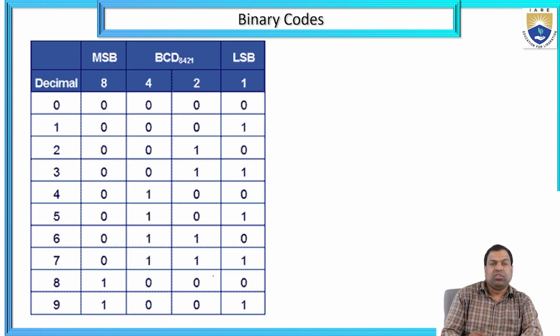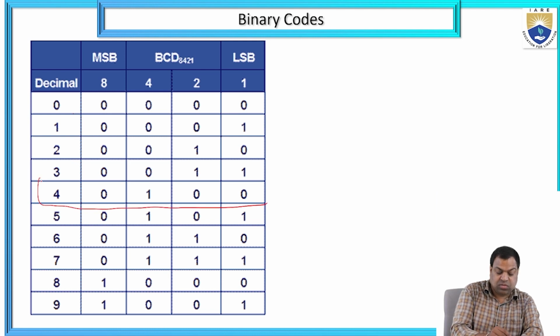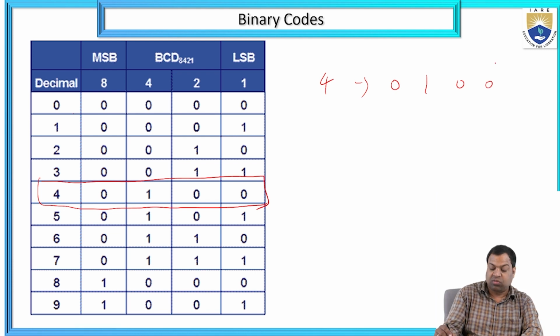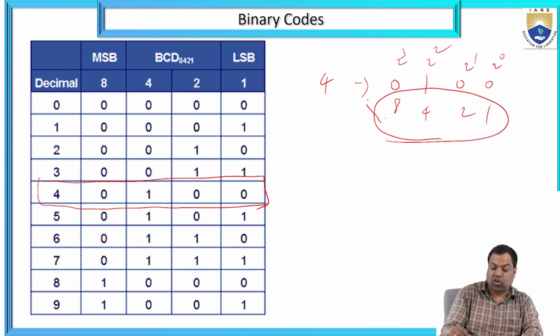And the binary code is in the form of 8421. So decimal numbers 0 to 9. Suppose I am taking 4. The value of 4 is 0100. How did we get it? From the table, 0100. That means 2 power 0, 2 power 1, 2 square, 2 cube. 2 cube is 8, then 4, 2, 1. So from this 8421, I got the value of 4 as 0100.